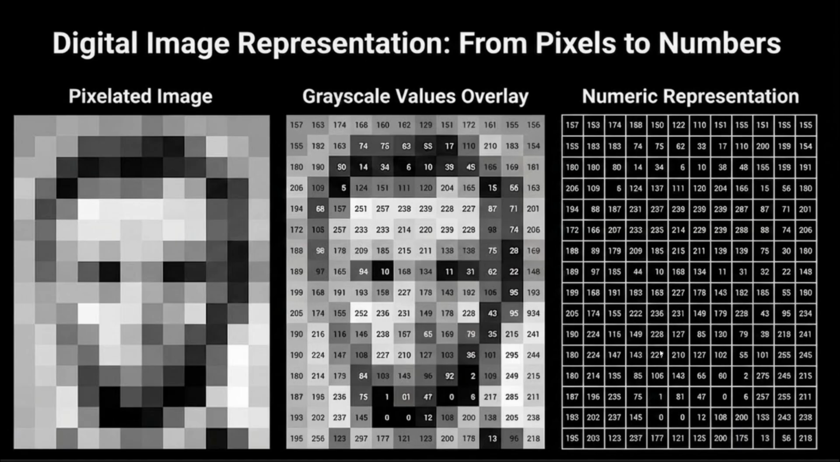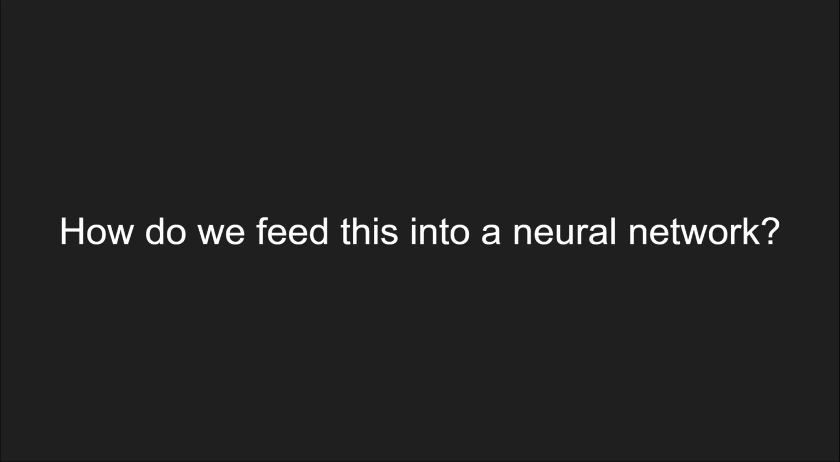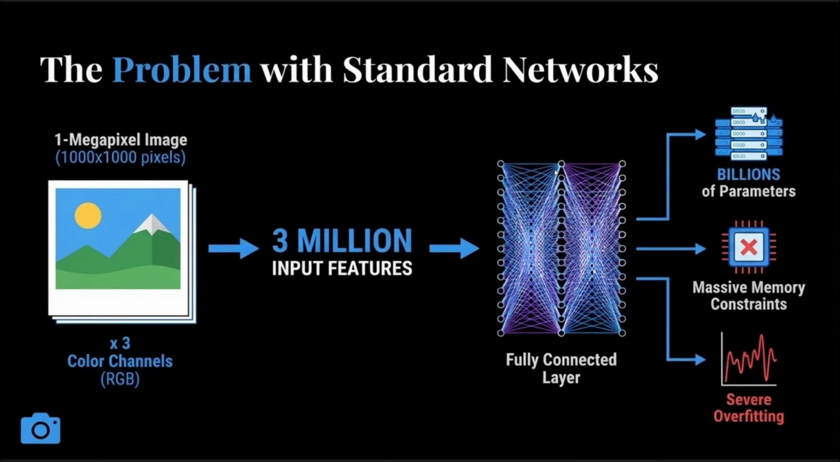When we want to use a neural network for image recognition, we need to feed these numbers as inputs to the neural network. How do we feed this into a neural network? Imagine we have a typical image that is 1000 by 1000 pixels. If the image is colored, it has three channels: red, green, and blue. 1000 multiplied by 1000 multiplied by 3 results in 3 million input features. That means our neural network would need to take 3 million input features.